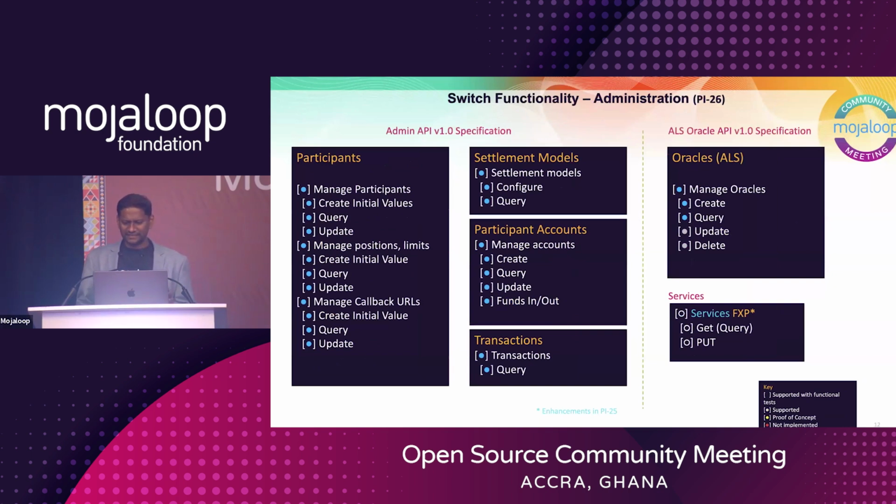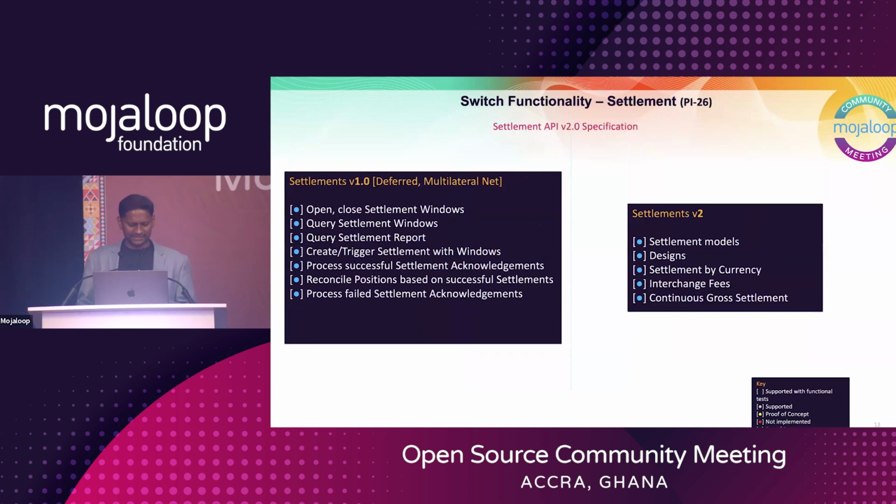Similarly, admin and ALS Oracle for the most part are unchanged, but there's a new endpoint that we want to provide to support FXP choices. It is not introduced yet, but it is in the design phase. So I just listed it here. The endpoint name is services. It will help list out the FXPs that are available and the corridors they support, things like that. So it is in design phase right now.